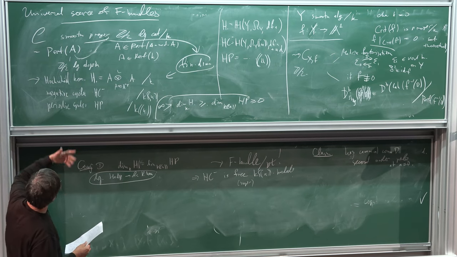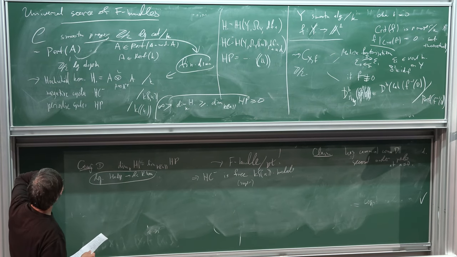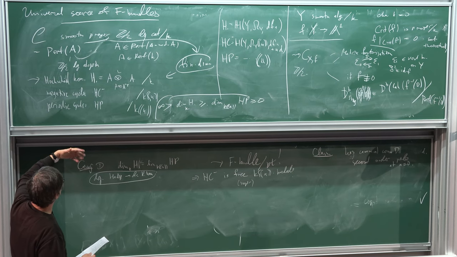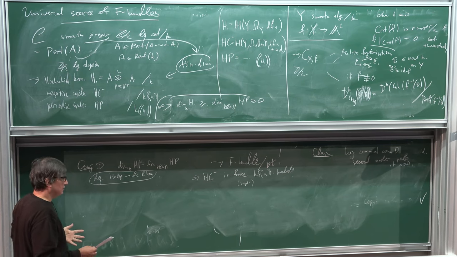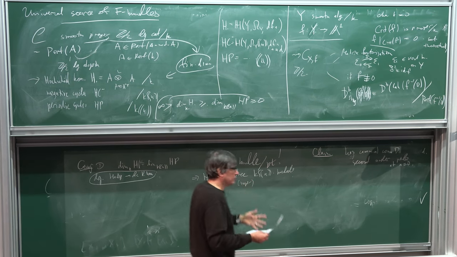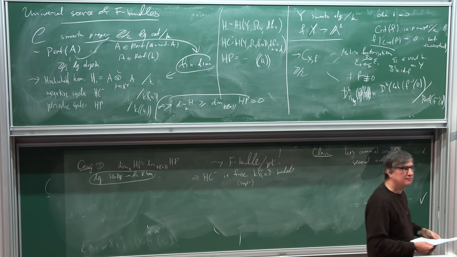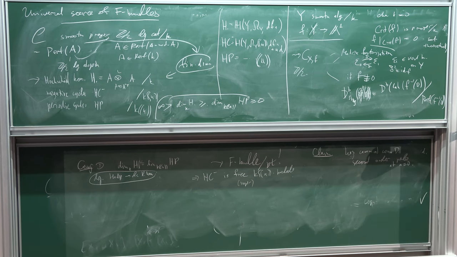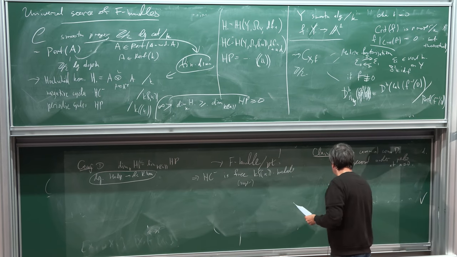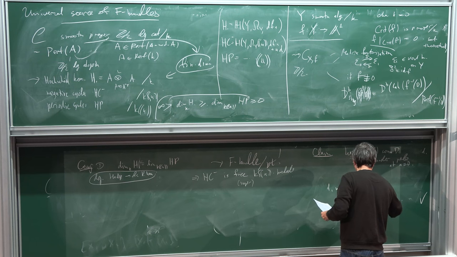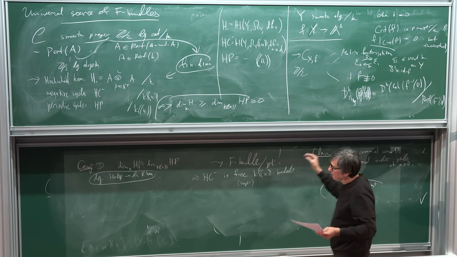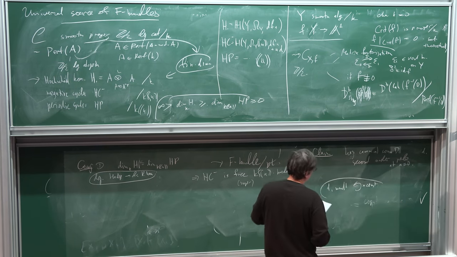The claim is that in the Z2 graded case, there is a natural action of GL1, or Gm, on the space of algebras. You, for example, multiply both the differential and the multiplication by a constant. So for each algebra you get a one-parameter family.